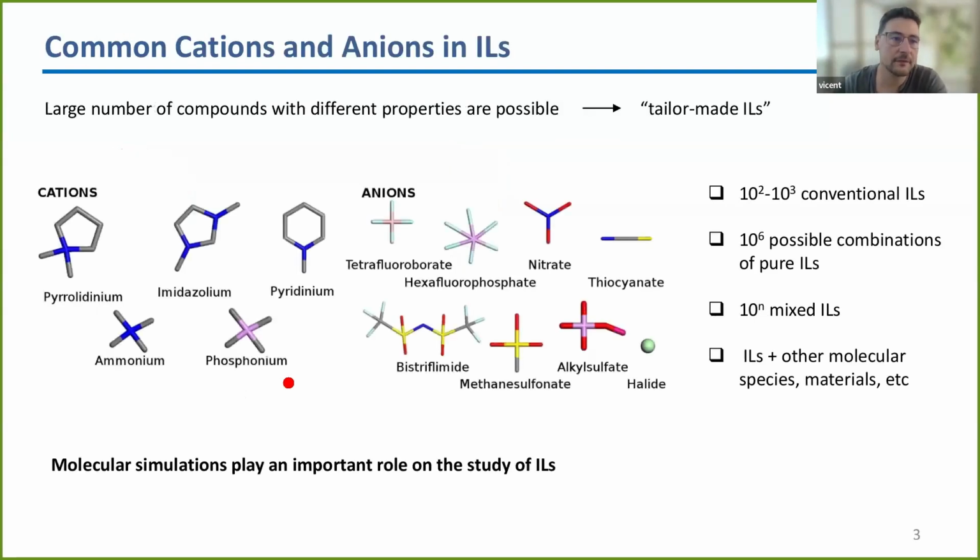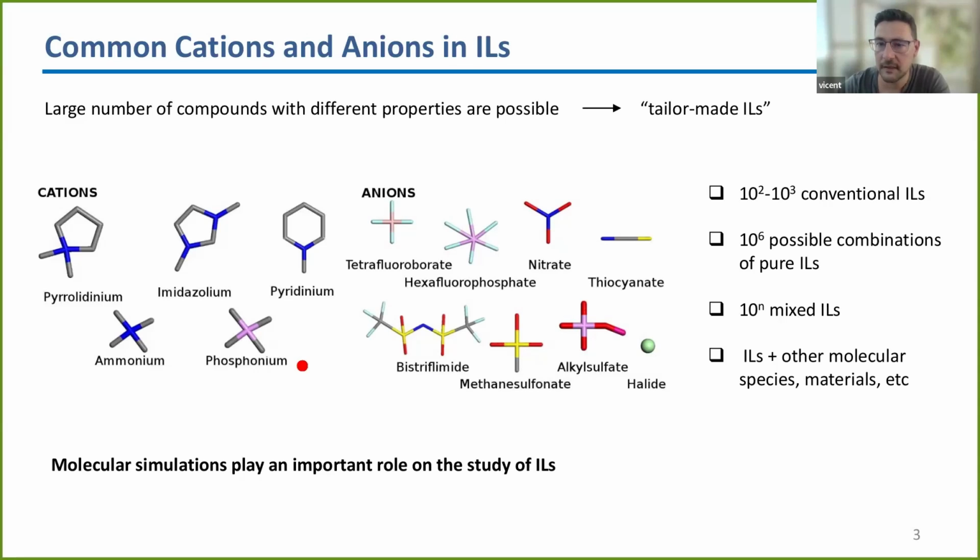We have a very large number of compounds that can be created by combining different cations and anions. We could say that ionic liquids can be tailor-made to be used in different applications depending on their properties, because when we combine different cations with different anions, we have a new compound, and this new compound has similar or different properties to the previous ones. Here there is a small example of the most common cations and anions in ionic liquids. There are many more, but these are very recognized in the literature.